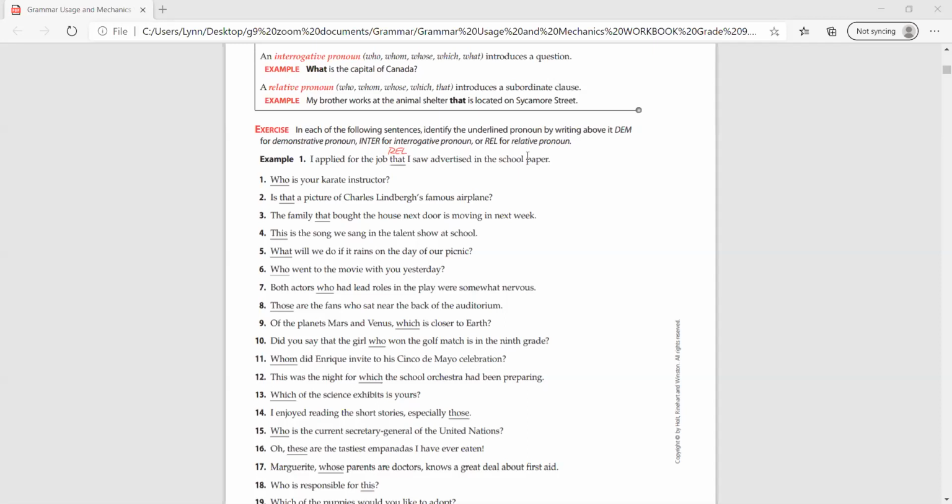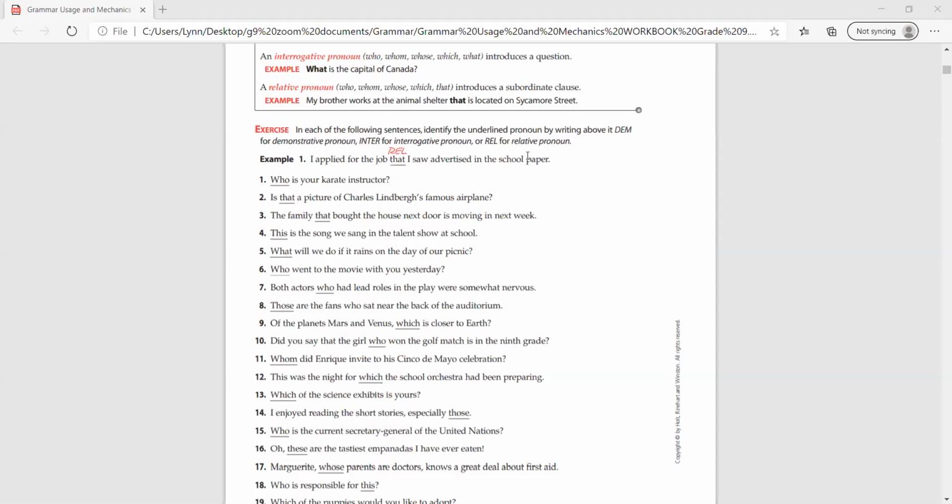Both actors who had the lead roles in the play were somewhat nervous. Who will be relative pronoun? Yes, because why? What makes it a relative pronoun? It introduces a what? It introduces a subordinate clause. Yes. Both actors who had lead roles were somewhat nervous. So it introduces a subordinate clause, so that makes it a relative pronoun. Okay, go ahead, Farah.